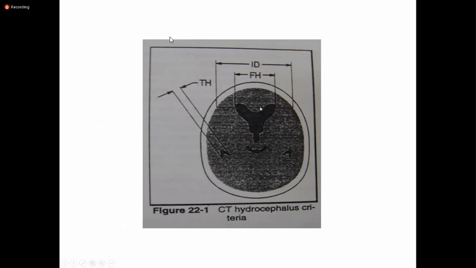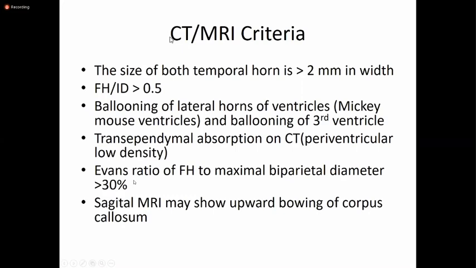And the other part of the ratio is frontal horn diameter. So coming back, Evans ratio is you measure the frontal horn diameter, you keep it as numerator, and the maximal biparietal diameter as denominator. And if the ratio is greater than 30%, or you can say greater than 0.3, then you will label it as hydrocephalus.